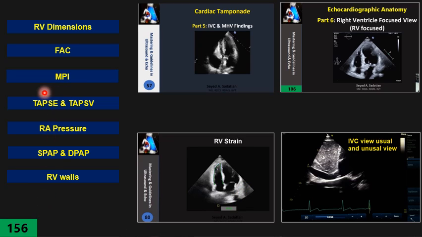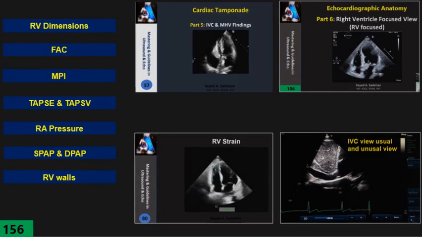In this one, I'm going to talk about right ventricular dimension, how we measure it, how we get images and measure, and fractional area change. Let's do it.